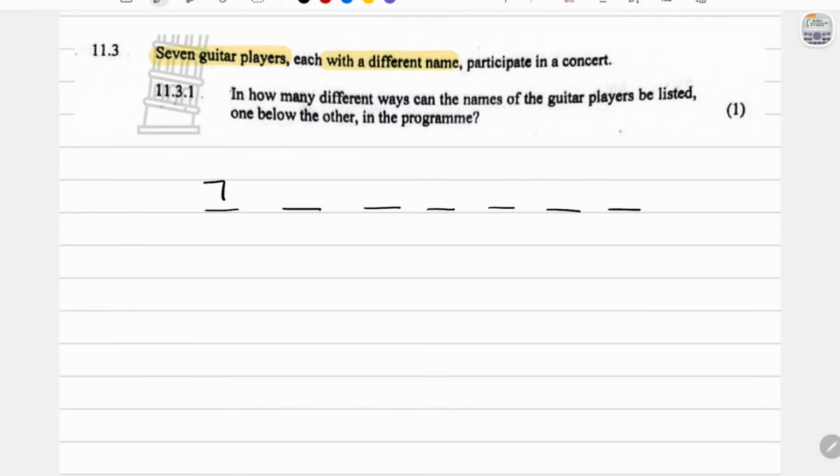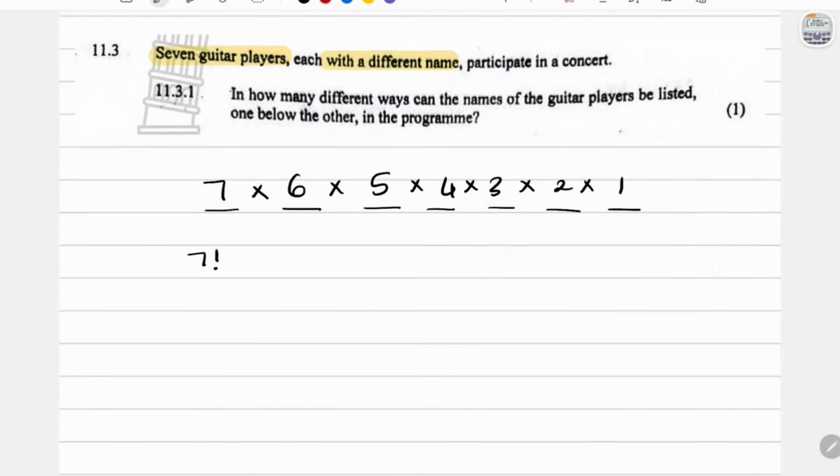Then after that person is seated, because they say one below the other, which is probably just their hint for no repetition, the next guitar player has how many places that they can be positioned in? That's going to be 6 places left because the first one is seated. And then the third one will have 5 places, and 4 and 3 and 2 and 1. And to find the amount of ways, we would multiply all of these. So as you can see, that is actually 7 factorial.